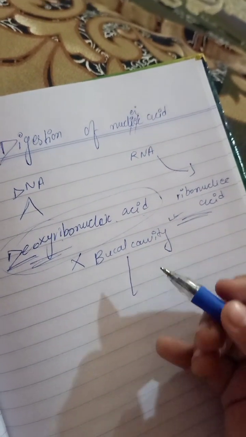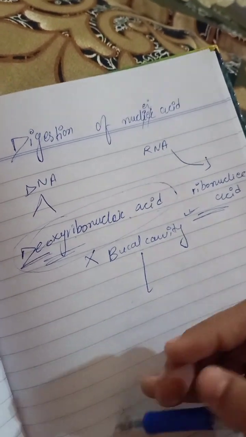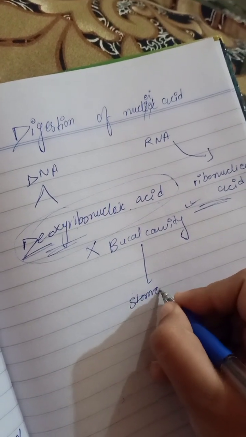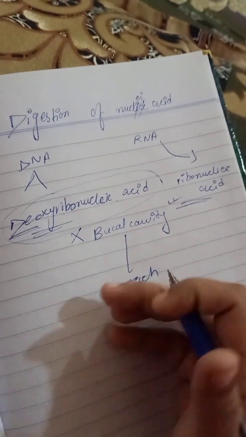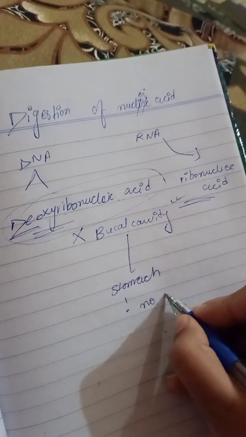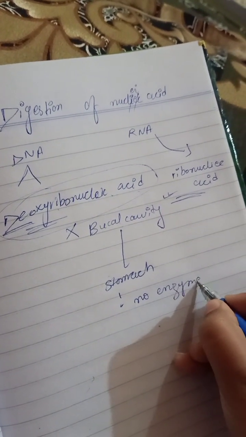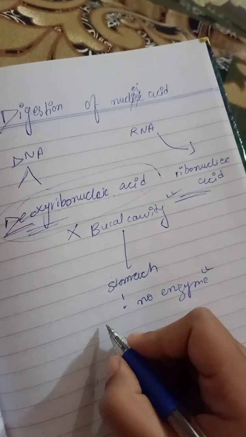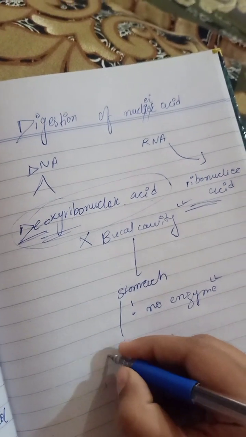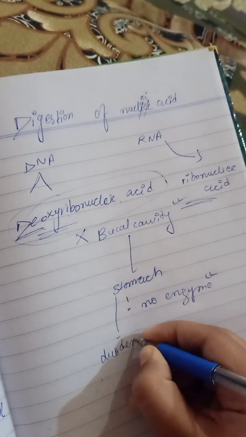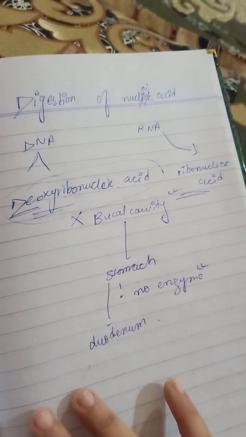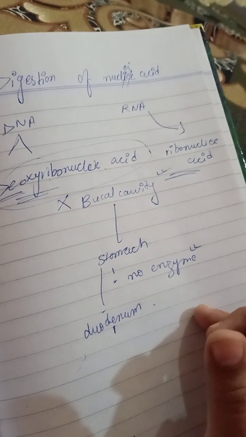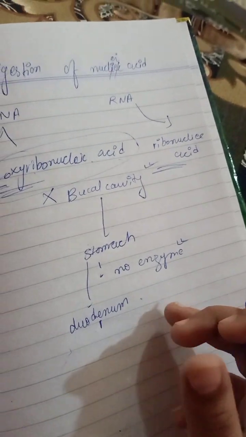After moving in the form of the bolus, it moves into the esophagus. After the peristalsis movement, it will move into the stomach. In the stomach, we have no enzyme for nucleic acid, so there will be no digestion of nucleic acid. After that it moves into the intestine, the first part of the small intestine, that is the duodenum. In the duodenum, we have bile as well as nucleases, which are in the pancreatic juice.